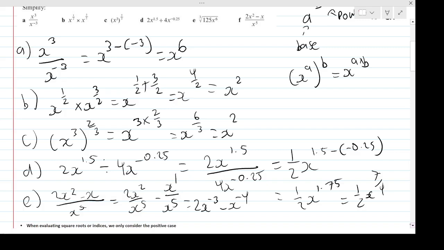So hopefully you recognise it. The whole idea is essentially it just works in the exact same way with index laws that we looked at earlier. It's just with fractions thrown in. It's the exact same sort of concept. Okay.